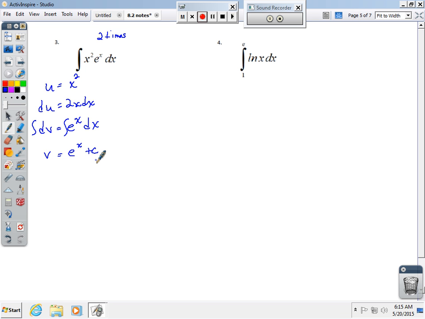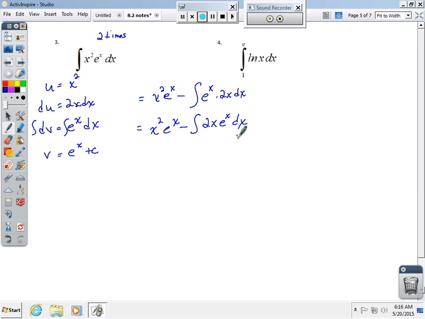Okay, all right, so now if I go through and I write this out, the answer to this is going to be, so I do u times v, so x squared times e to the x minus the integral of v, which is e to the x, and then du is going to be 2x dx. I just want to rewrite this a little bit. x squared e to the x minus the integral I'm going to put as 2x e to the x dx.